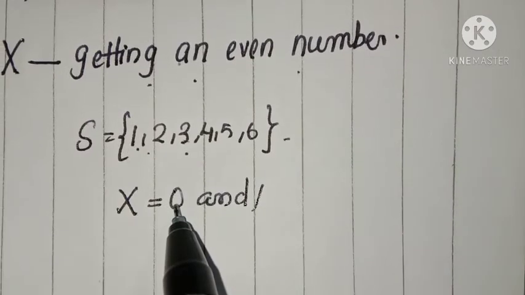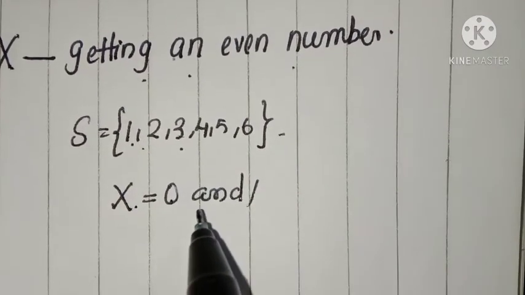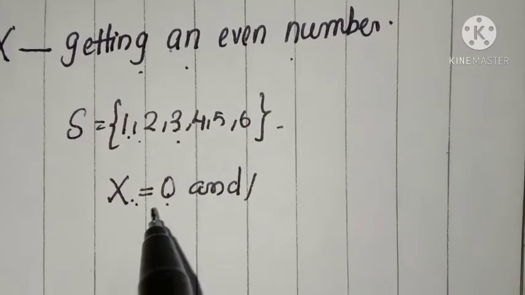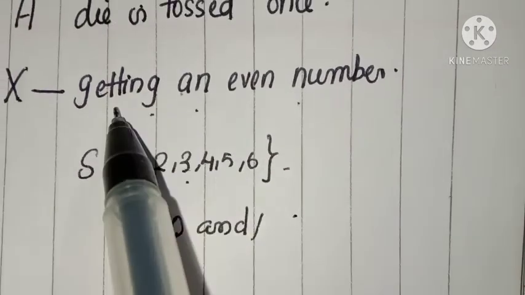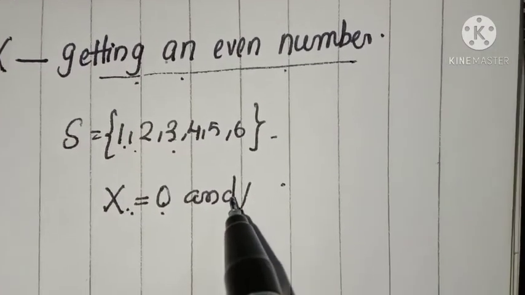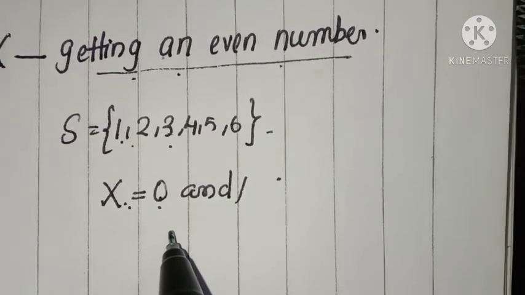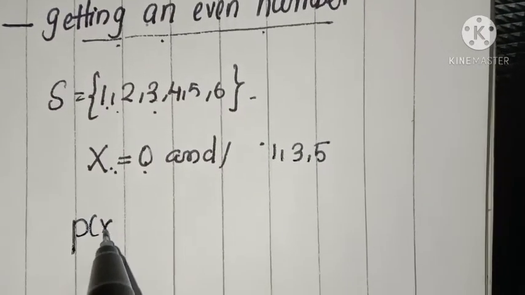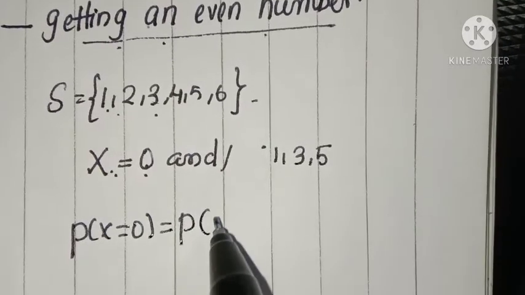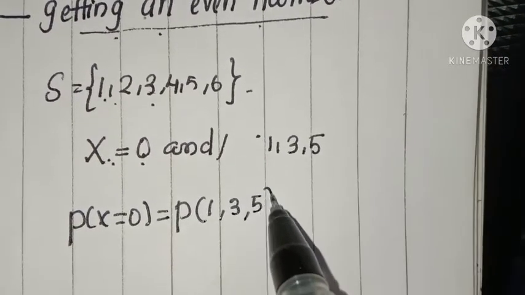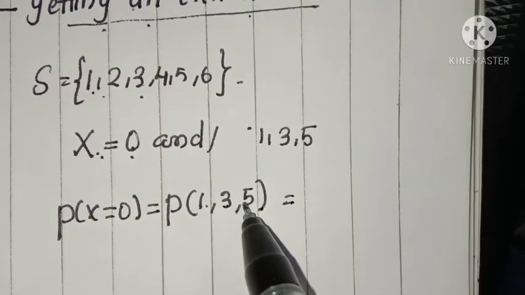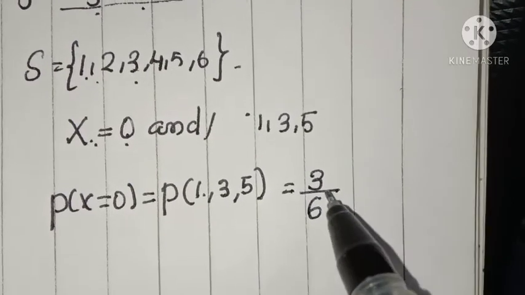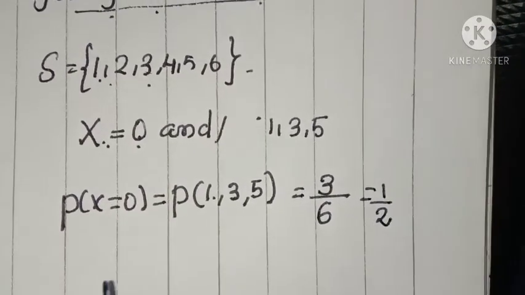So let us consider x equal to 0. X equal to 0 means not getting an even number, that is getting an odd number. So the possible values are 1, 3, 5. So P of x equal to 0 means the probability of getting 1, 3 or 5. These three are odd numbers. So 3 favorable cases out of total 6 cases. 3 by 6 equal to 1 by 2.